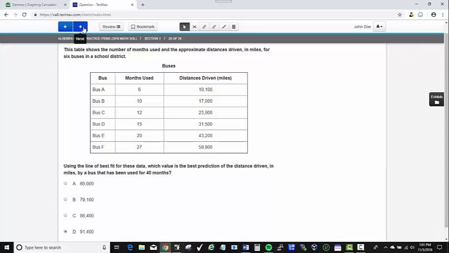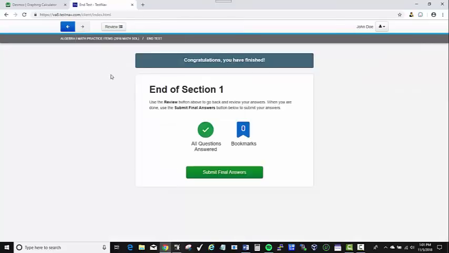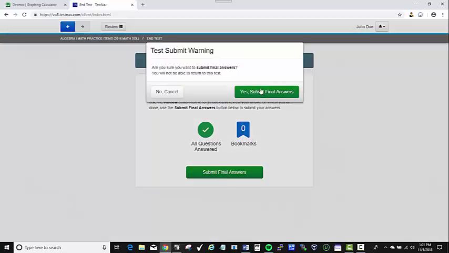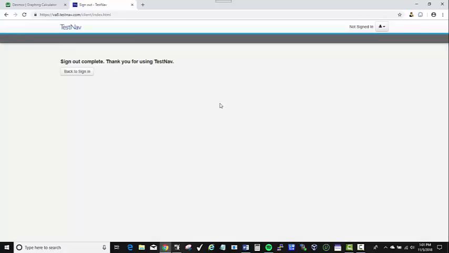Submit. Oh, it just says, and then submit your final answers. Yep, yes, submit final answers. And that's it. It doesn't tell you what the score is, but those are what they are.